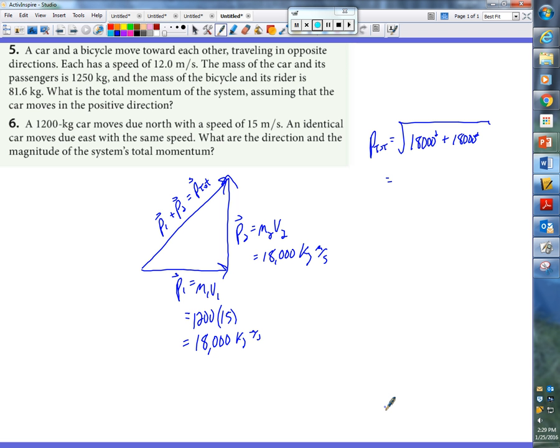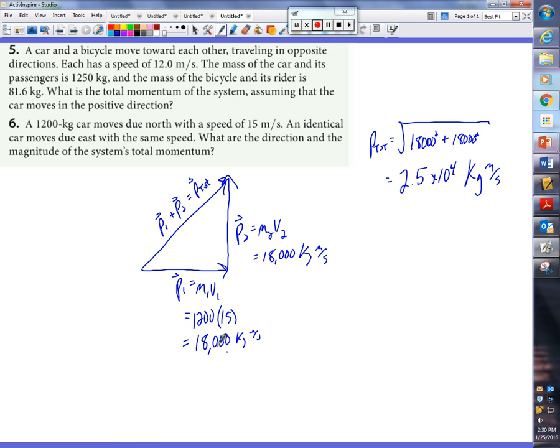Which, after we do sig figs, comes out to something like 25,000 or 2.5 times 10 to the fourth kilogram meters per second. And because the two sides are equal, the direction's easy. If this side is equal to this side in magnitude, that must mean that this angle here has to be 45 degrees. And since one's going east, one's going north, 45 degrees north of east. And that's our final answer.